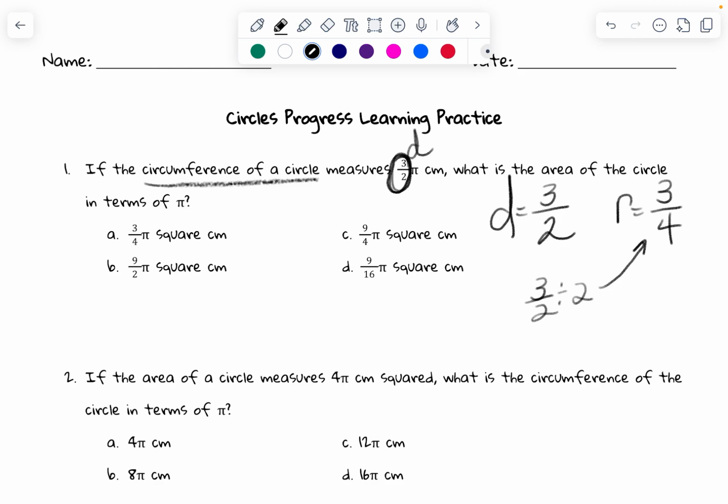Now it wants to know what is the area. So now we have to come over here and say A equals pi r squared. So we're going to take 3.14 and multiply that by 3/4 to the second power. And you do need to put the whole parentheses there because you want it to square the whole fraction.